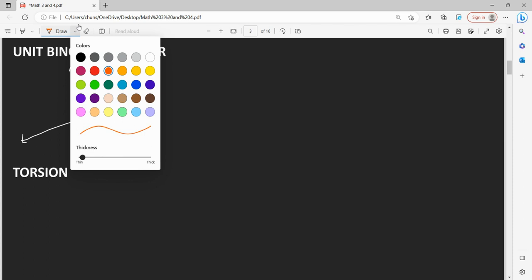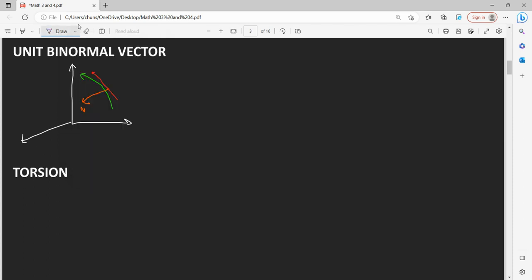And now we're adding a new element, our binormal vector, which makes a 90-degree angle with both of them. So this is orthogonal to both our tangent and our normal vector. It's orthogonal to the tangent and normal unit vectors.